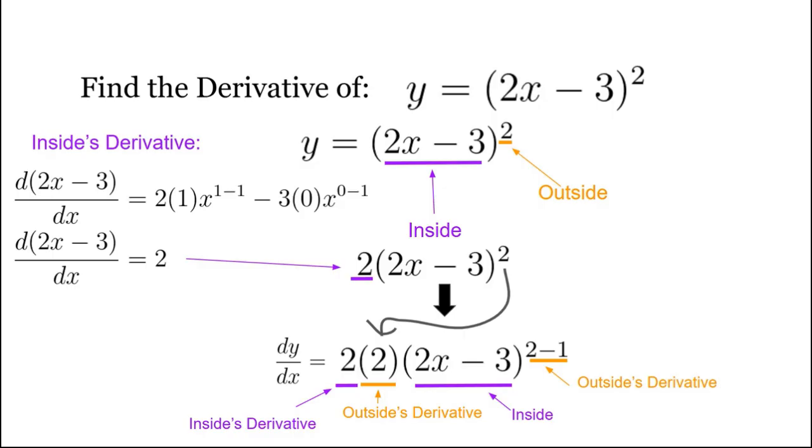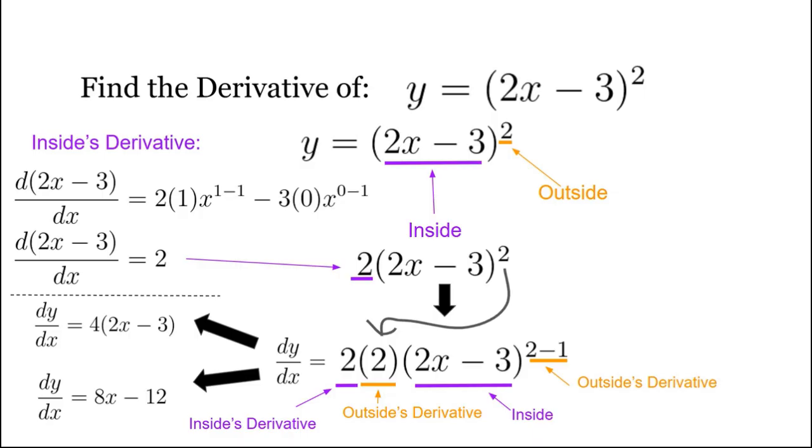Then we bring down the exponent, or we do the outside's derivative. The outside is just squared, so we bring down the exponent 2 and subtract the top by 1. This leads to 2 times 2 times (2x minus 3) to the power of 1. Then we just clean this up and we get 8x minus 12, or we can show it as 4 times (2x minus 3).